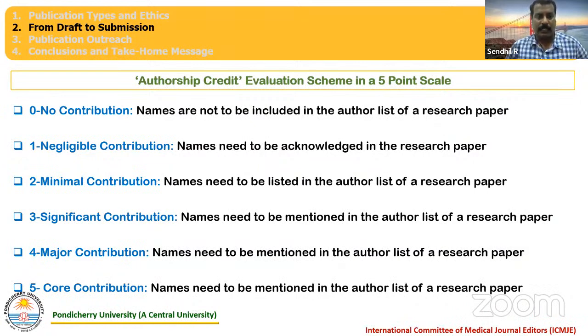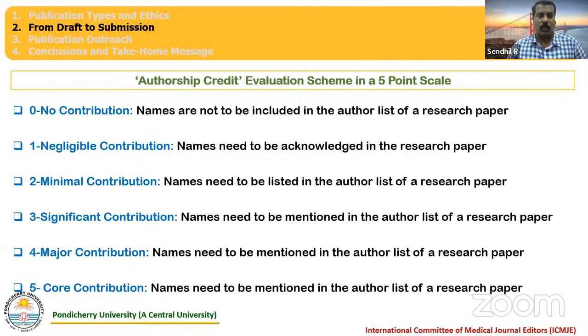Once the paper is ready, there will always be something to discuss about the authorship credit. How to give the authorship credit? Whom to give, whom not to give? This can be done using a 5-point scale, which was given by the International Committee of Medical Journal Editors.